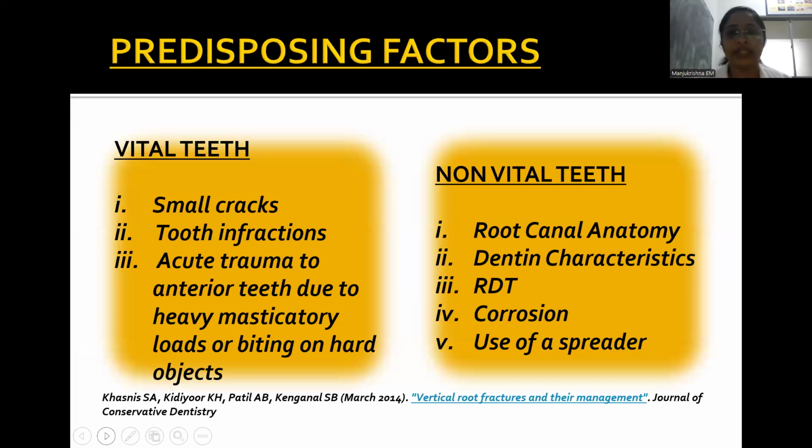What are the predisposing factors? They can be divided into vital and non-vital teeth. In vital teeth: small cracks, tooth infections, acute trauma to the anterior tooth, heavy masticatory load, or biting on a hard object. In non-vital teeth: root canal anatomy, dentin characteristics, and RCT, that is, corrosion and use of a spreader. These are a few predisposing factors for root fractures.